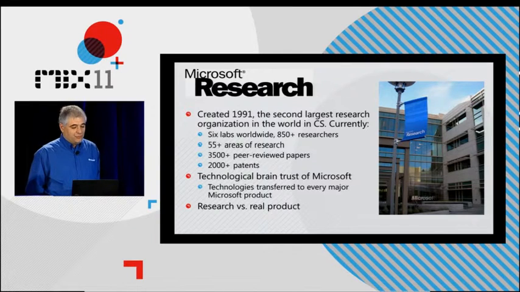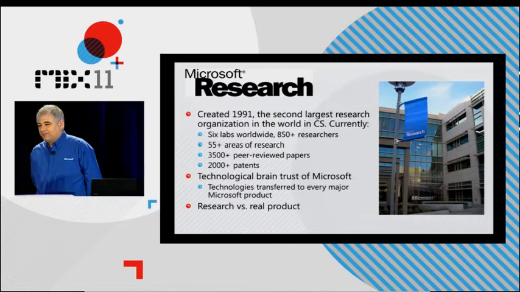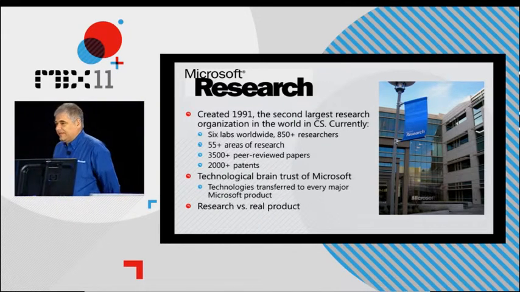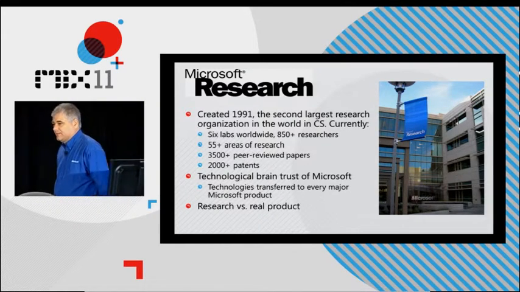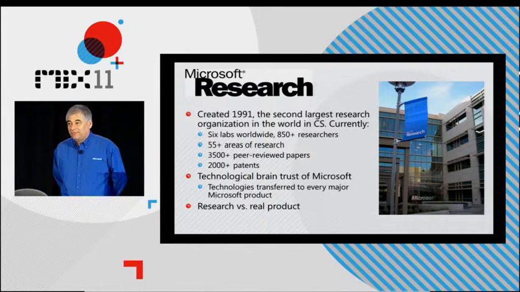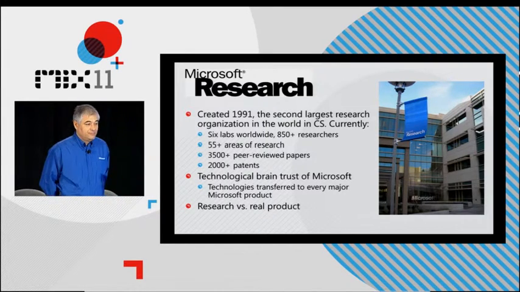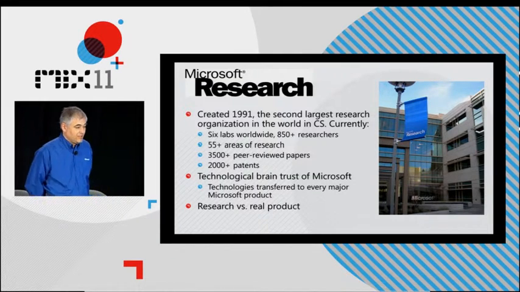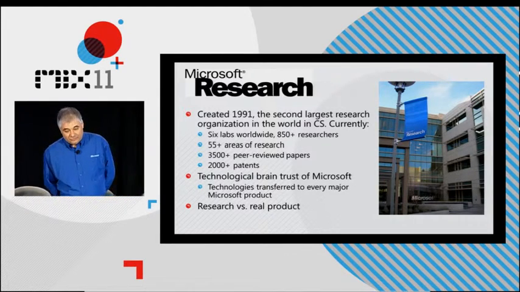Microsoft Research has more than 850 researchers. We do research in 55 areas of computer science, computer graphics, human-machine interfaces. It's a very academic organization. We have so far published 3,500 papers at first-tier conferences. Microsoft researchers submitted more than 2,000 patents. This is the technological brain trust of Microsoft.